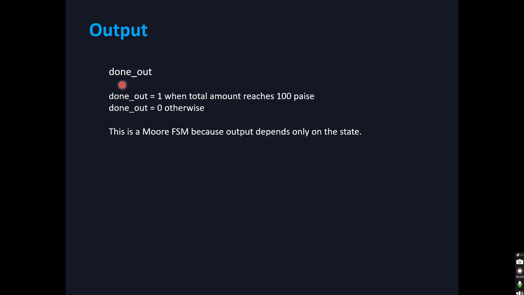We are declaring the output of our FSM as data out, and it should go high whenever the total reaches 100 paise. When the overall value is 100 paise, data out goes high. This is a Moore FSM because the output depends only on the state, not on the present inputs.